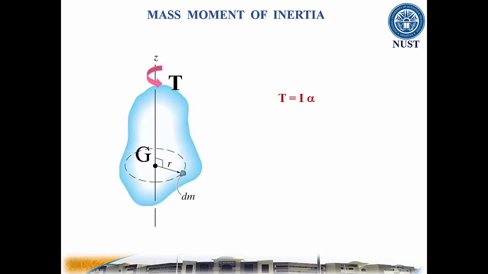The mass moment of inertia of a body is a property that measures the resistance of the body to angular acceleration. This is similar to the role of mass in the equation F equals ma. The mass moment of inertia is often used when analyzing rotational motion, mostly in dynamics problems.